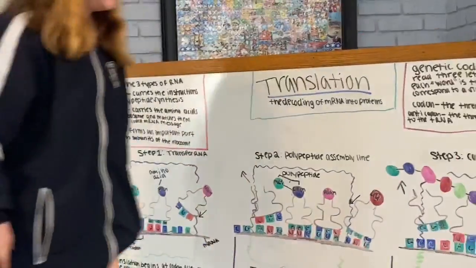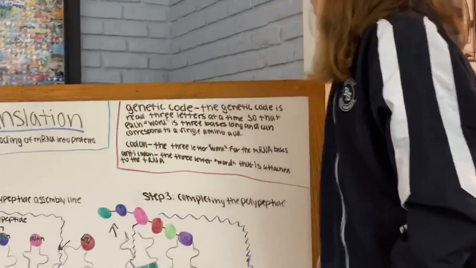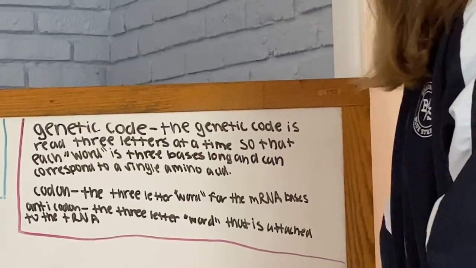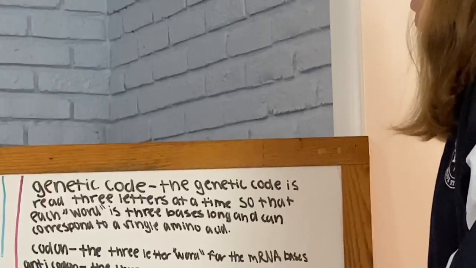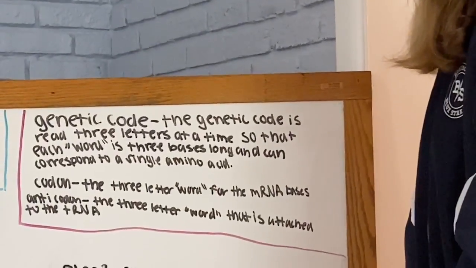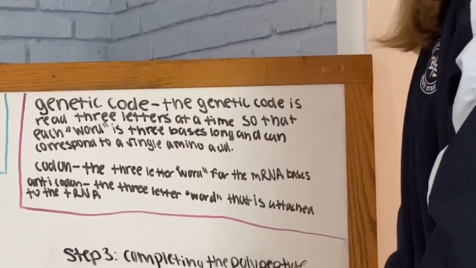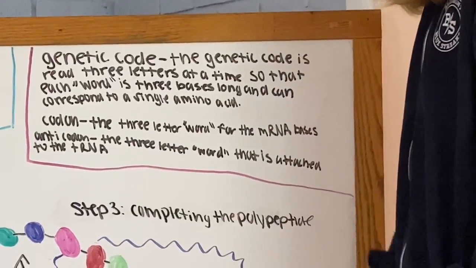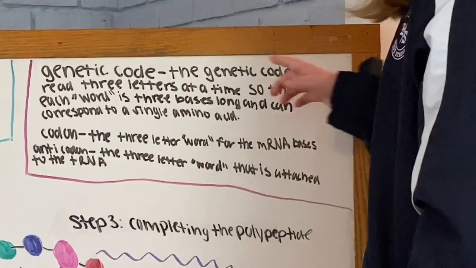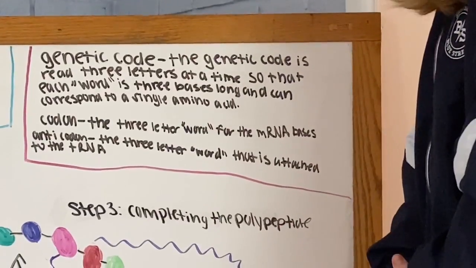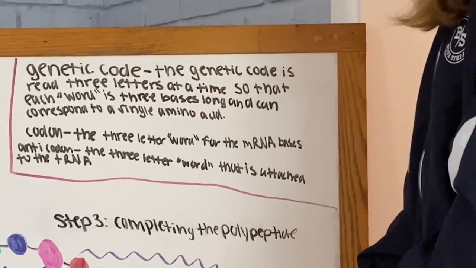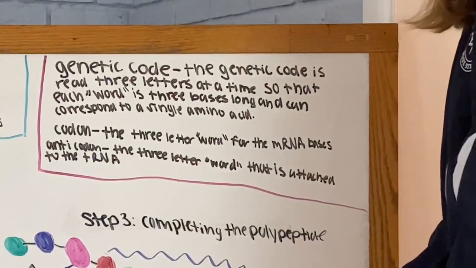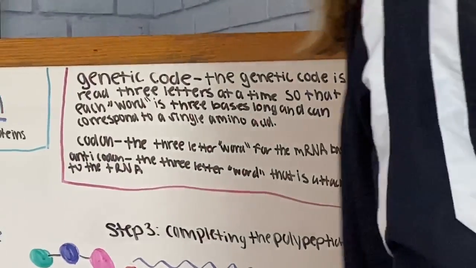And how the mRNA is read is with genetic code, which is read 3 letters at a time, so that each word is 3 bases long and can correspond to a single amino acid. There are 2 different ways you can read genetic code. There's a codon, which is the 3-letter word for the mRNA bases, and there's an anticodon, which is the 3-letter word that is attached to the tRNA.